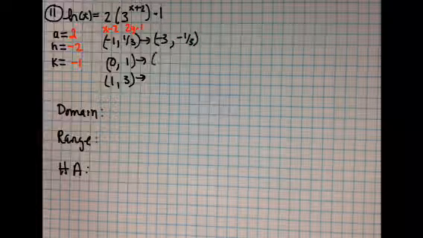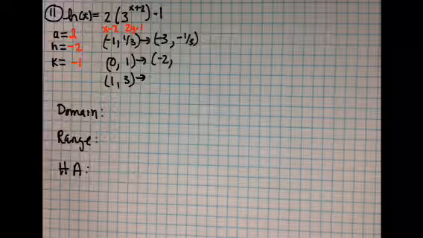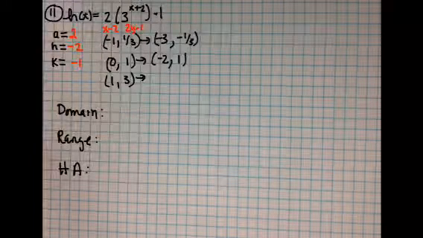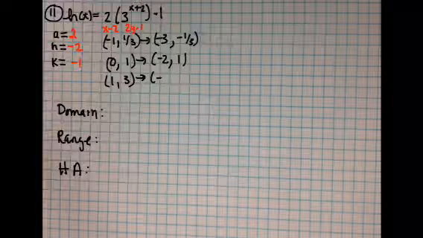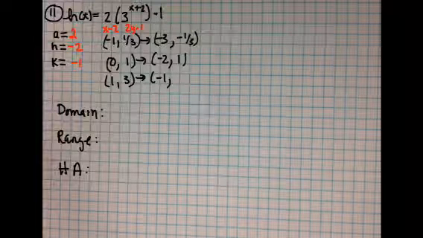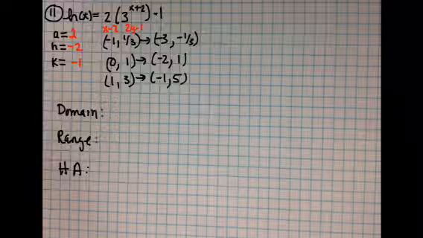0 minus 2 is negative 2. 2 times 1 is 2. 2 minus 1 is 1. 1 minus 2 is negative 1. 3 times 2 is 6. 6 minus 1 is 5. So that's what we're going to graph.